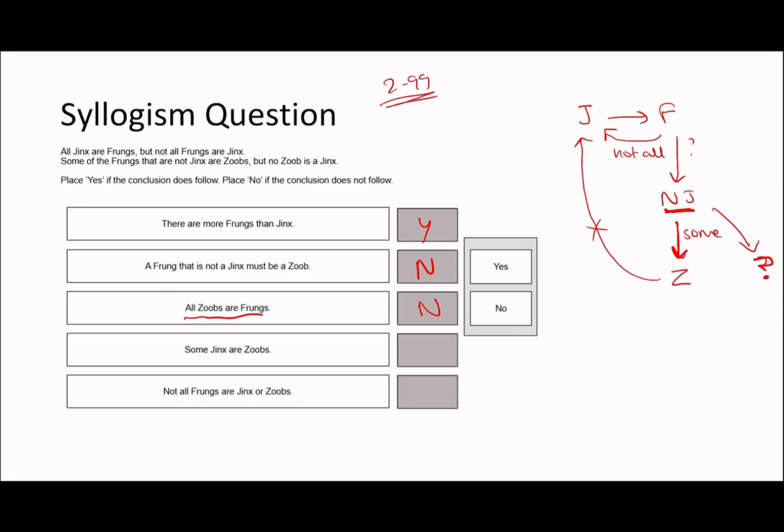Some J's are zoobs, so some jinks are zoobs. Well, you can see here, this one you don't need the hypothetical for, but this is quite clearly a mutually exclusive idea. So no Z's are J's. So this is once again wrong.